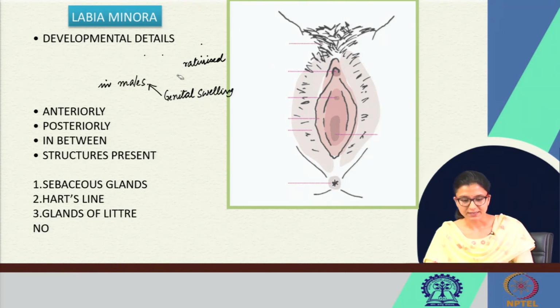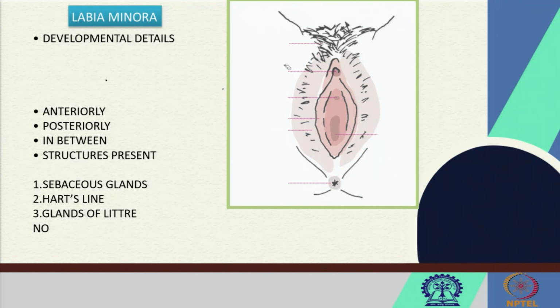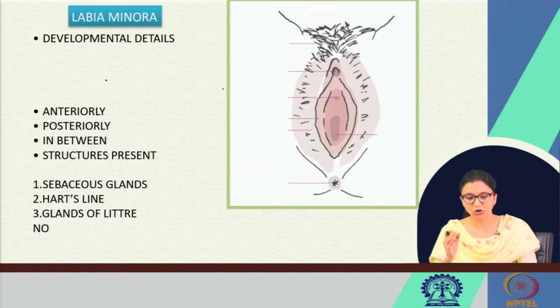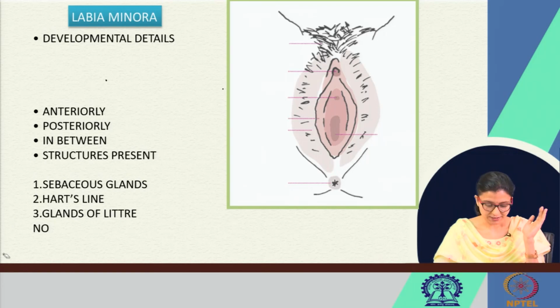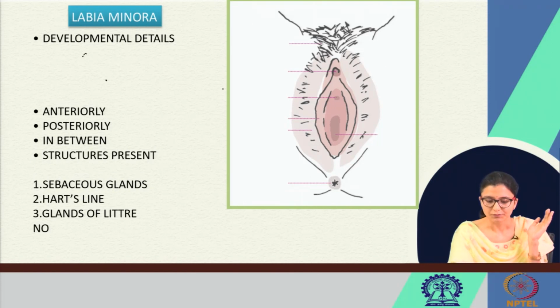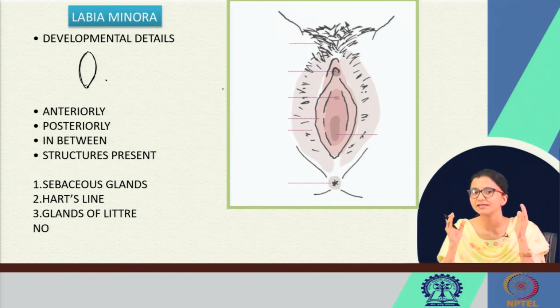Labia minora is within or medial to the labia majora, and developmentally it is homologous to the penile shaft in males. It actually develops from the genital folds. This is the developmental history which we should know, because this signifies what contents are within the labia minora, what is the lining epithelium.